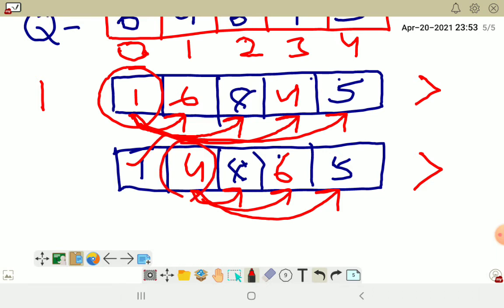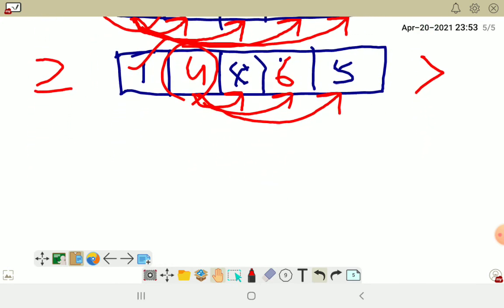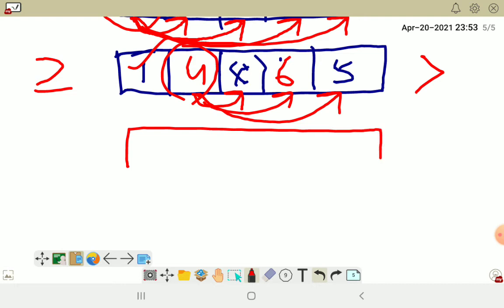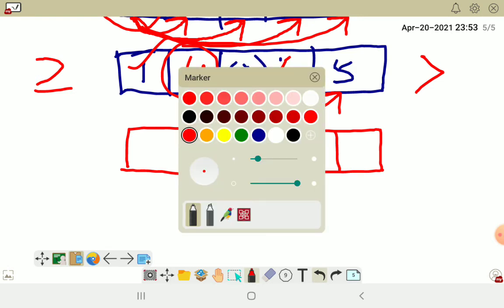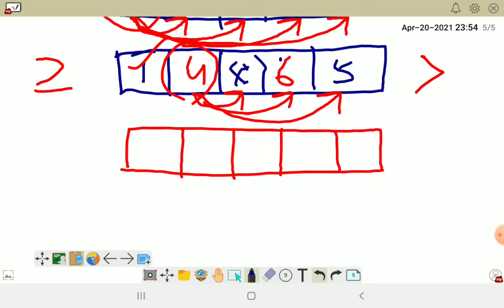At first 1 we got, then 4 we got here. So let's go for the next. So this is step number what? 2. The job is not done yet, students. So we have to draw the block again, and we have to make 5 partitions. What are the numbers we got? We got 1, 4. Thereafter what we had? 8, 6 and 5. So till now 1 we got as result and 4 we got as result.